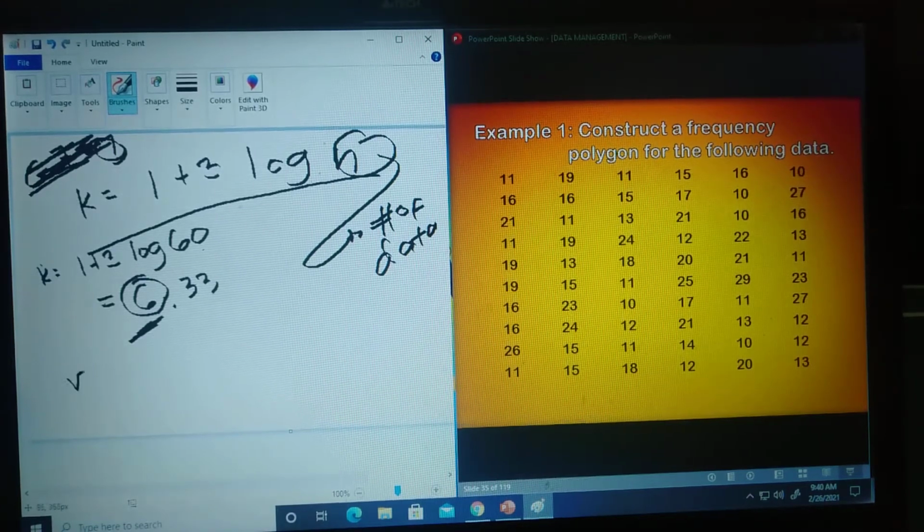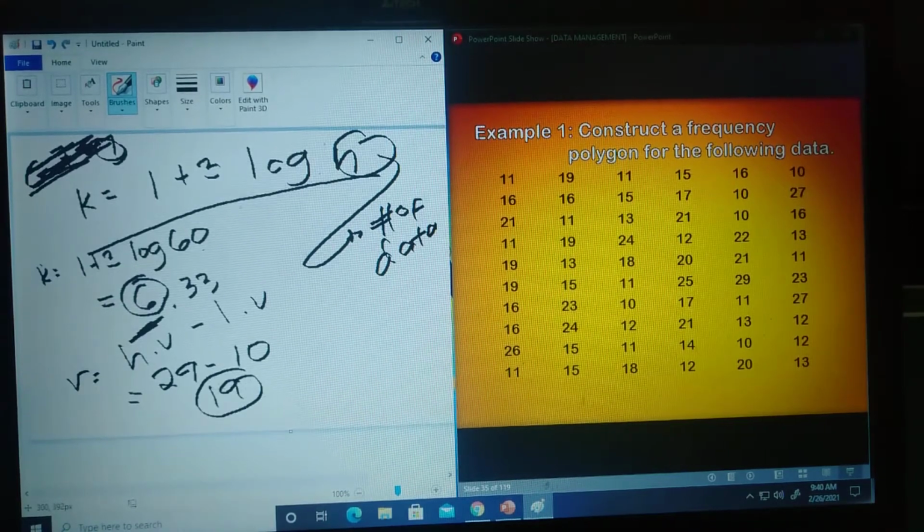Next one, we need to find the value of range. R is equal to highest value minus lowest value. And then as you can see here, what's the highest value here? We have 39. And the lowest is 10. So 39 minus 10, we have 29. Next one, we have to find C, wherein ang C is range divided by K. And then 29 divided by 6, we have 4.83.